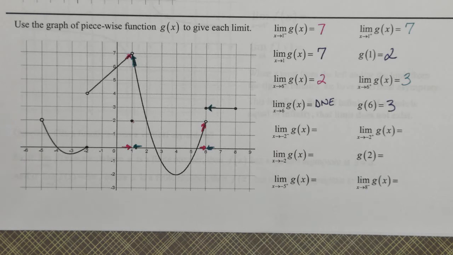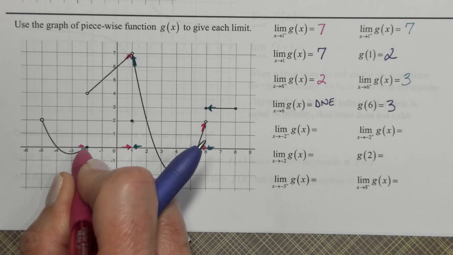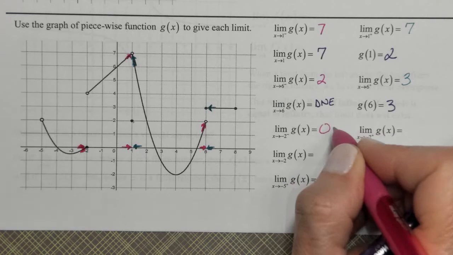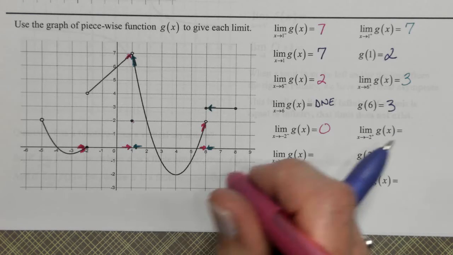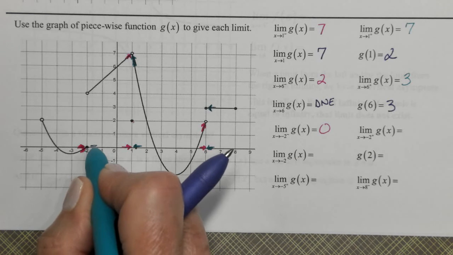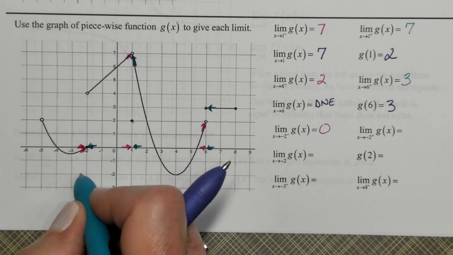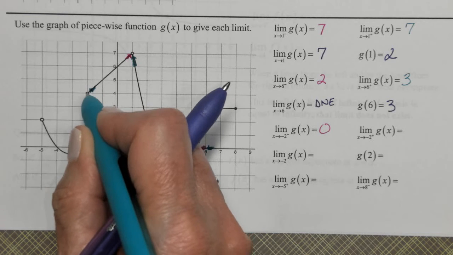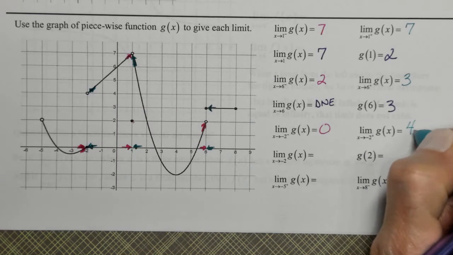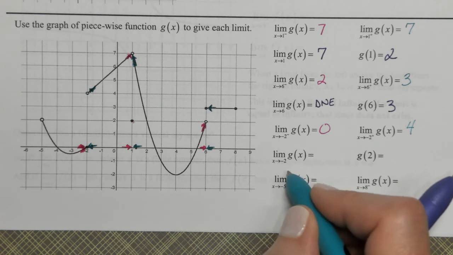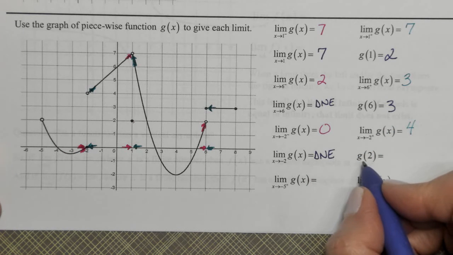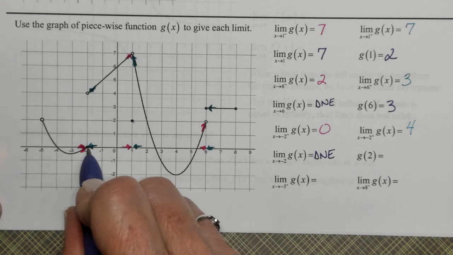Let's approach -2 from the left. As x approaches -2 from the left, the function value is approaching 0. It thinks it's going to go to 0. Whether or not it gets there, we don't care when we're talking about a limit. Let's approach -2 from the right. From the right, the function is up here, and it thinks it's going to get to 4. So this limit, as x approaches -2, does not exist. But what actually is g of -2? G of -2 actually is 0.